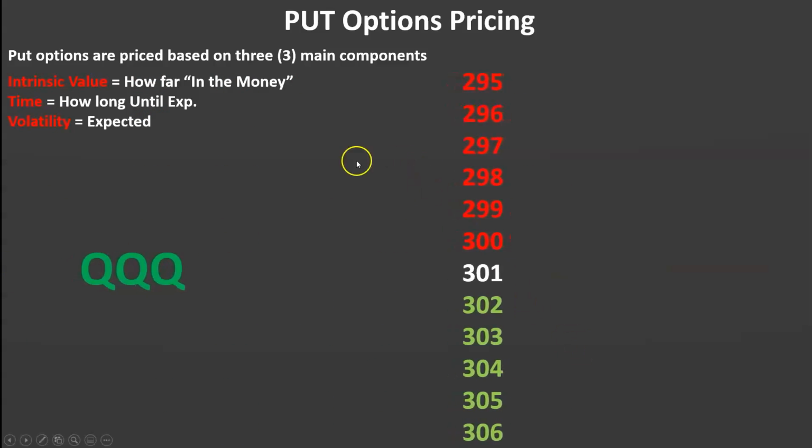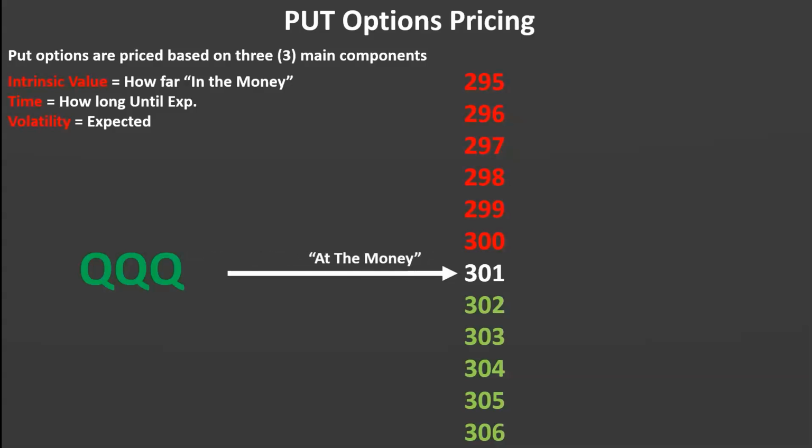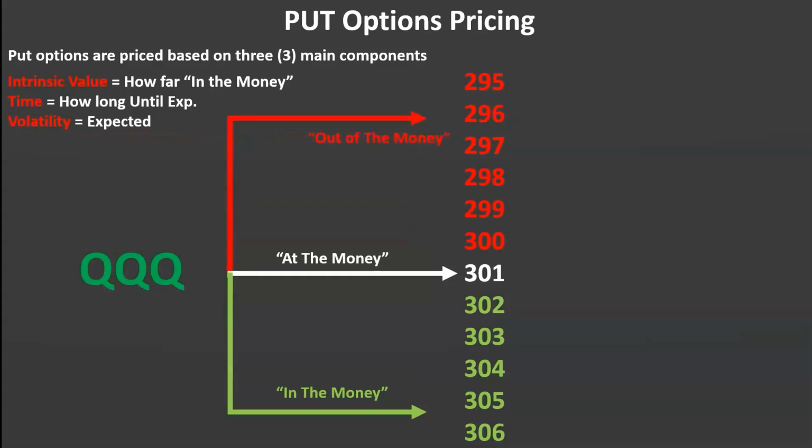All right, so QQQ, same example. The ETF is trading at $301.10. Sorry, I mess my words up sometimes. $301.10. So the at the money, still 301. In the money, anything greater than 301. Out of the money, anything less than 301. So now our intrinsic value is here.